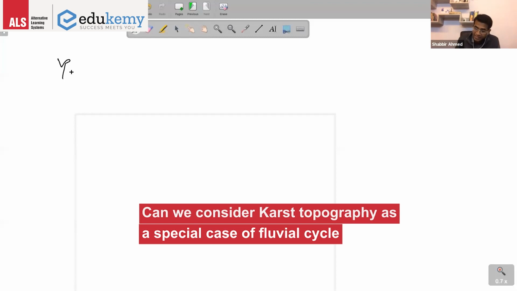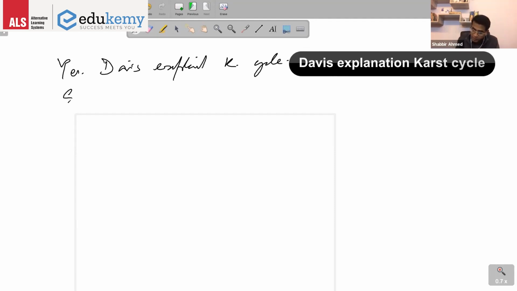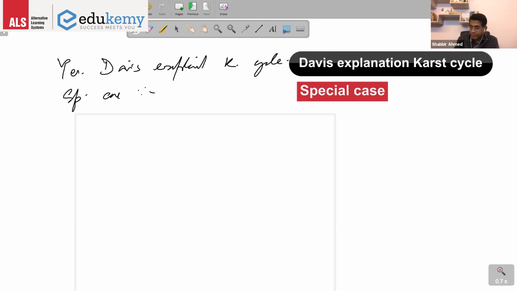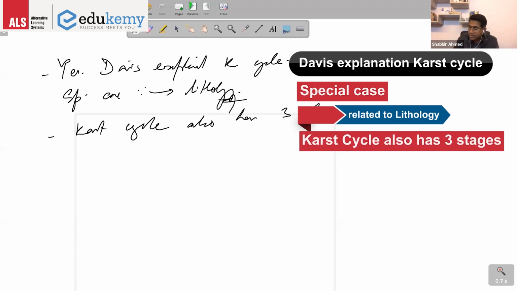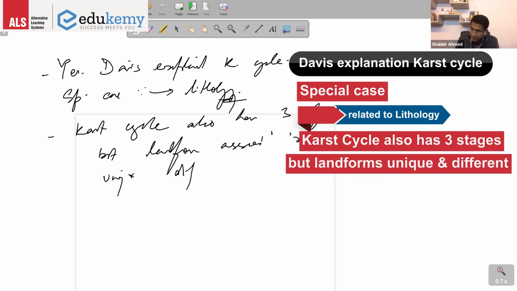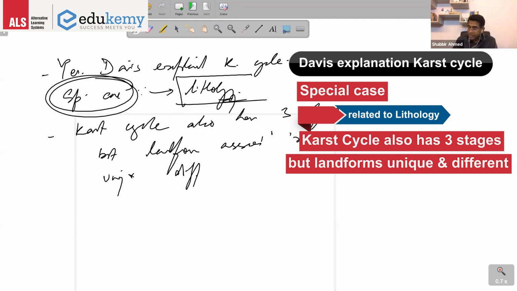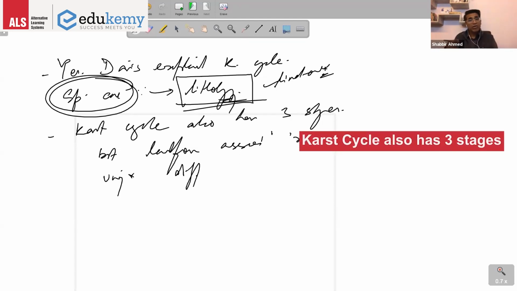So you'll say, yes, that is how Davis explained the karst cycle. It is a special case because it is related to lithology. And the karst cycle also has three stages. But the landforms associated are unique and different. I said, why is this special? Why am I saying special case? Because the karst is related to lithology, limestone, which in the regular model Davis had never considered. Plus, I'm saying the karst cycle also has three stages.